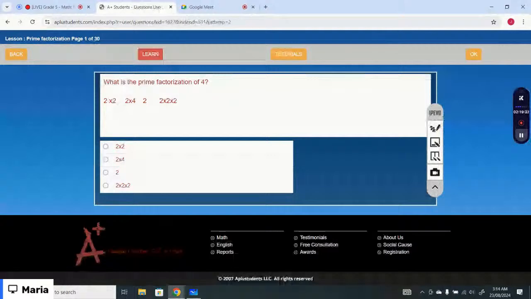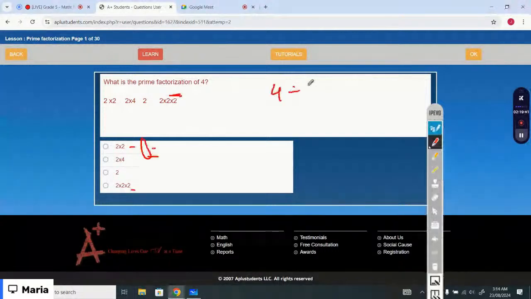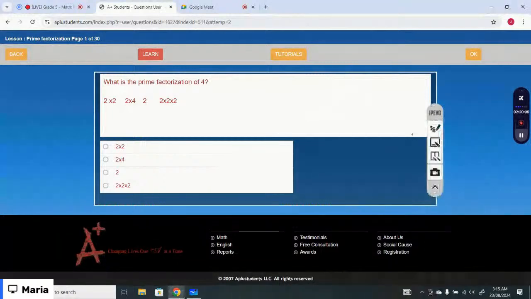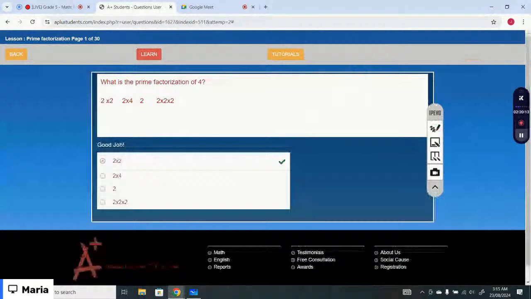You have to find the prime factors of 4. So you have to divide 4 by the smallest prime number that it can be divided by, which is 2. 4 divided by 2 is 2, right? Now you divide this 2 by 2 again, so 2 divided by 2 is 1. So you divided it 2 times, that is 2 and 2, which means the prime factors are 2 times 2. The correct option is 2 times 2. Option number 1 is the correct option. Those are the prime factors.